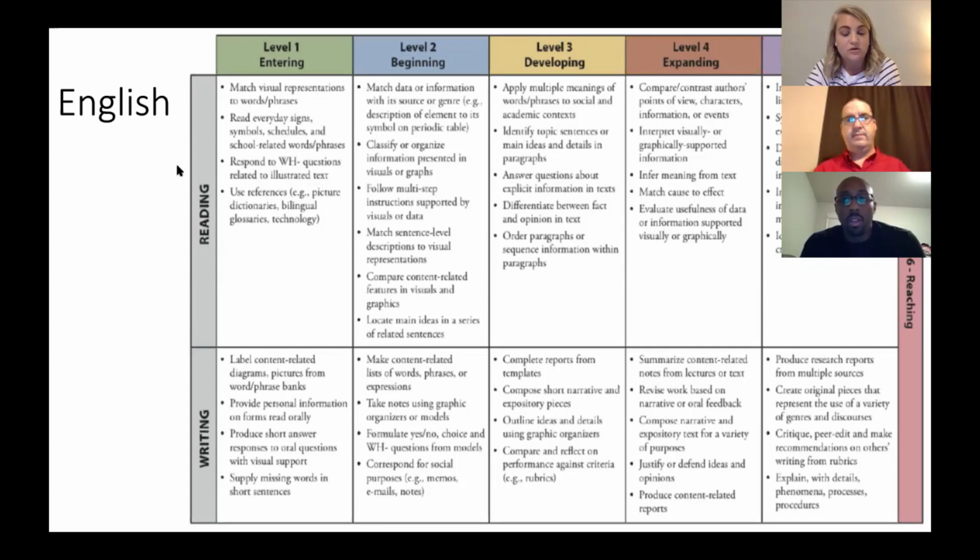And a lot of the English language that they weren't able to do when they were maybe at level 1 or even level 2.